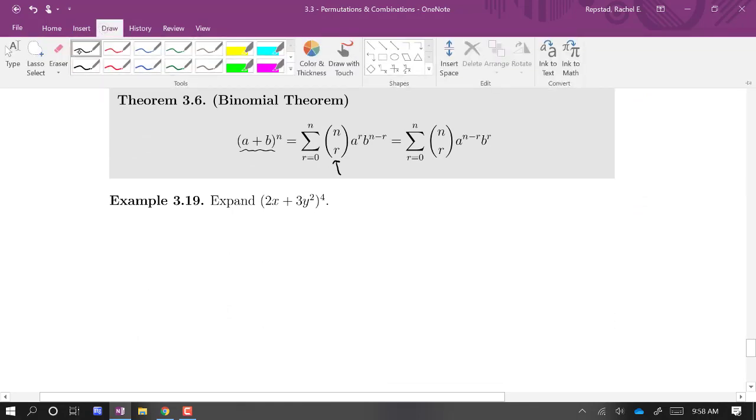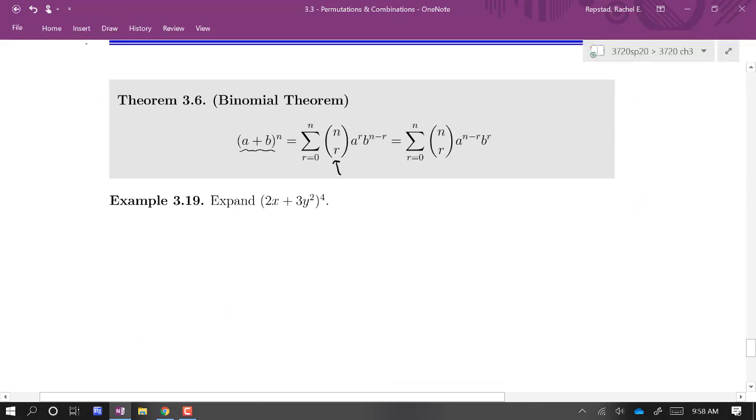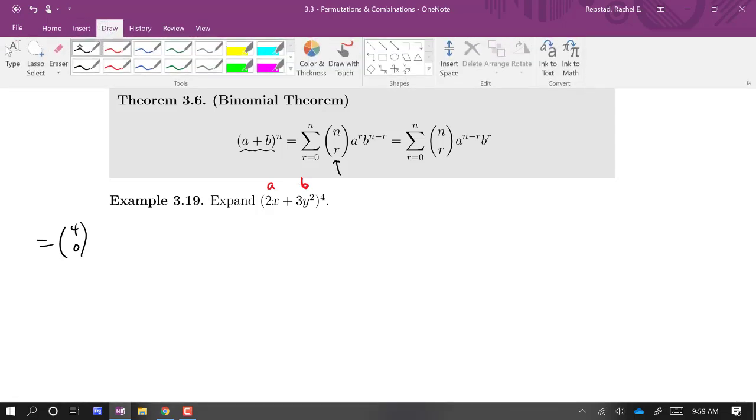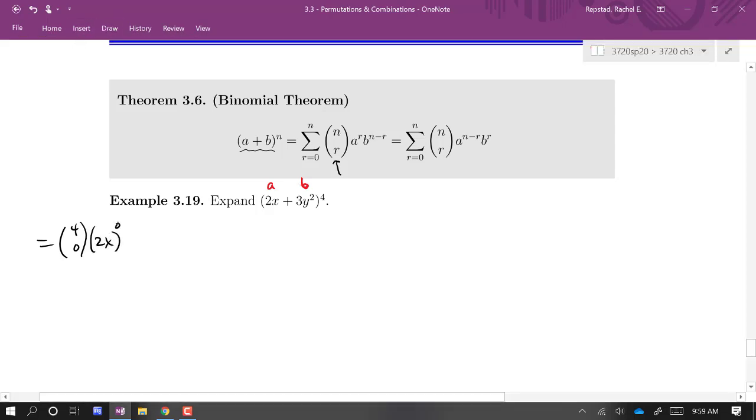So if we want to expand 2x plus 3y squared, all to the fourth, what this theorem tells me is how I can put that together. I'm going to start with r goes from 0 to n. So I'm going to have 4 choose 0. In this case, n is equal to 4, times a to the r, b to the n minus r. So my a is 2x and b is 3y squared. And it doesn't matter which one you call a and which one you call b as long as you're consistent. But this will be 2x to the 0, 3y squared to the 4th.